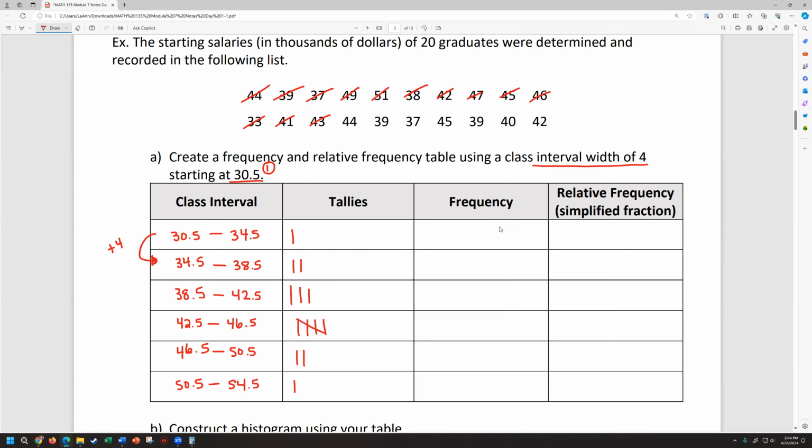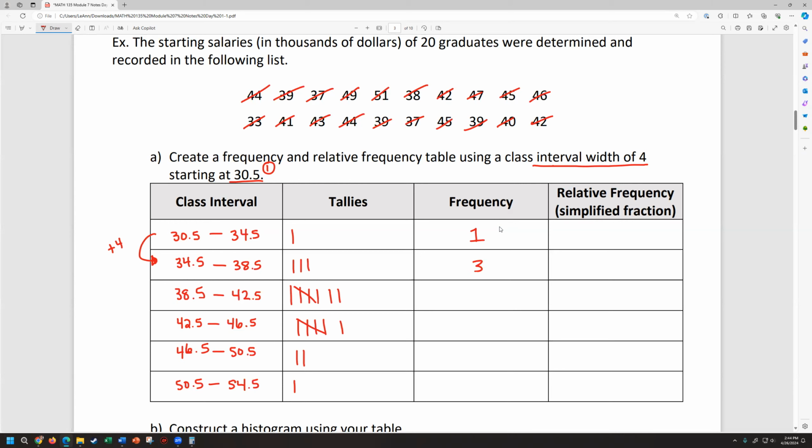So I'm going to go ahead and make a tally diagonal. 39 is going to be in this group right here, the 3rd one down. 37 is in the 2nd group. 45 is in this group again. 39 is in this group, so that makes 5 for that. 40 is also in that group. And so is 42.